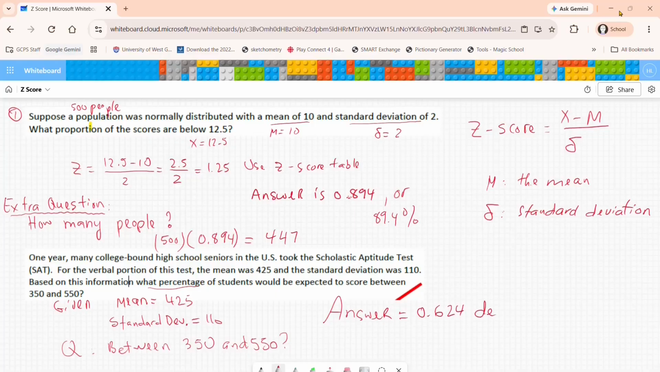So this is the decimal, this is the probability. In percent, when you do it, you move the decimal two digits to the right, to be 62.4%. So that number is the percent, and this number is the decimal.